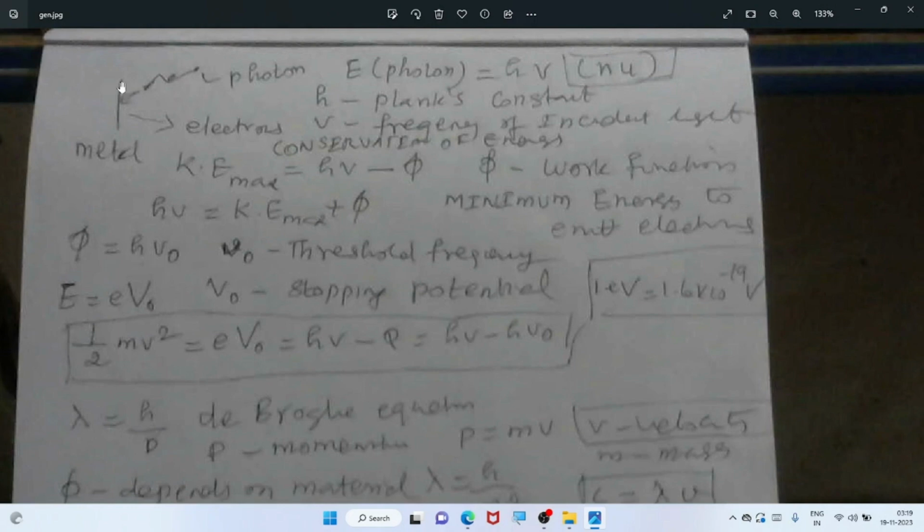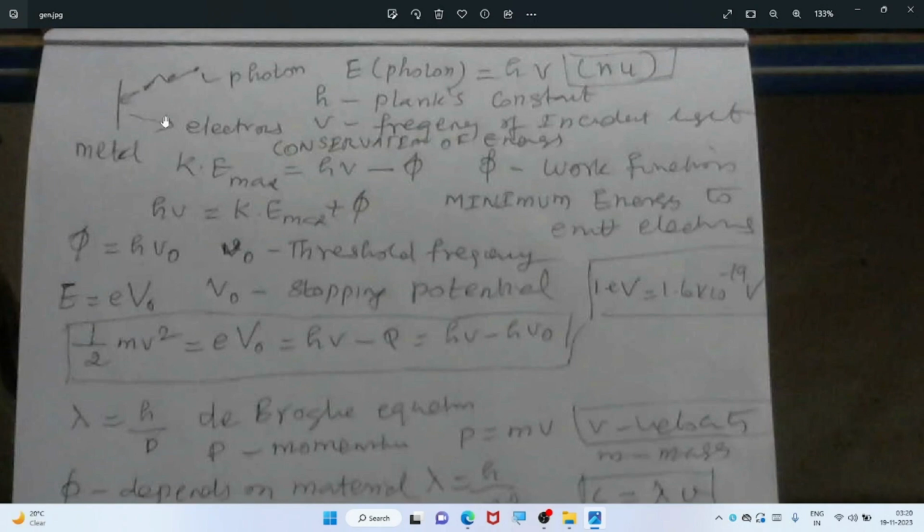So when the light falls on the metal, it will emit the electrons. The electrons absorb energy from the photon, then are ejected with some kinetic energy. So this works on the principle of the conservation of energy. The energy from the light is absorbed by the electrons, and the remaining energy is used as the kinetic energy of the electrons. This is called the photoelectric effect.